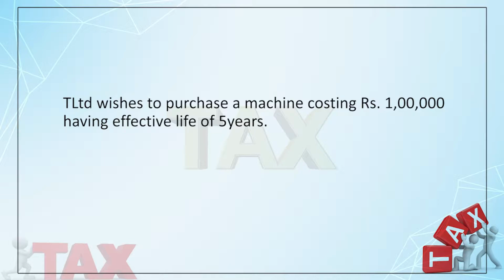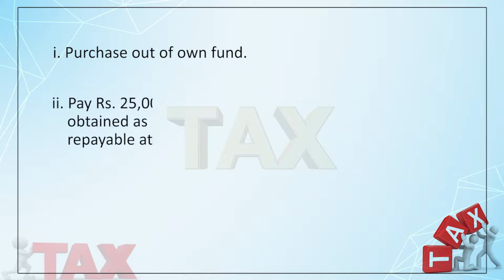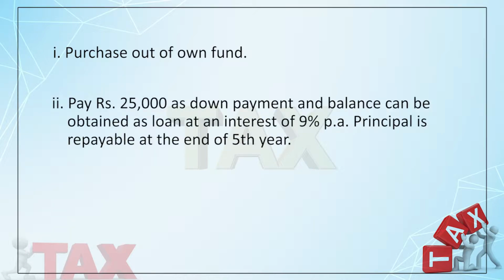And company has 3 options. What are the options? Company can purchase out of own fund. That means the company will pay 1 lakh straight away and acquire the machine. Second is, they can pay 25,000 as immediate down payment, and for the balance amount, the company can arrange a loan at an interest of 9% per annum. And I shall take it's a simple interest, okay? And the principal is repayable at the end of 5 years. That means the company will repay this loan at the end of 5 years.